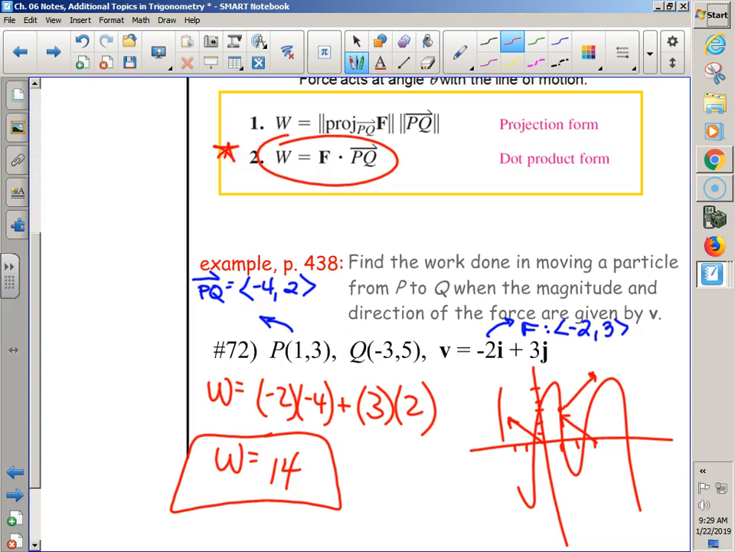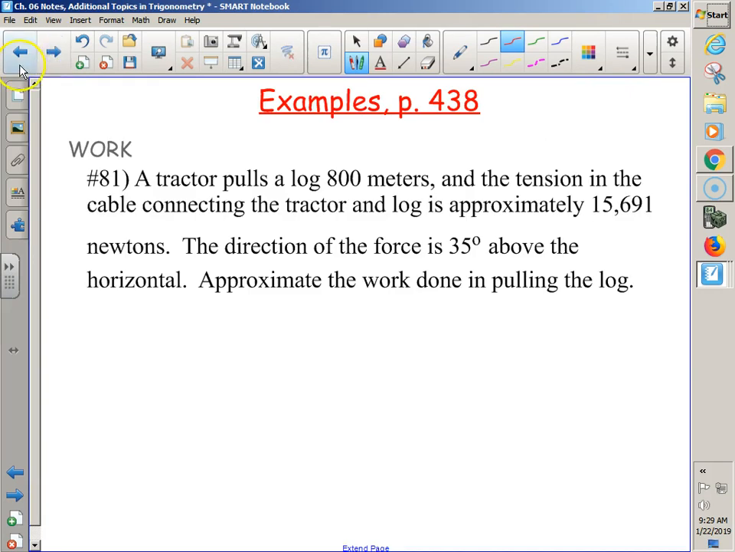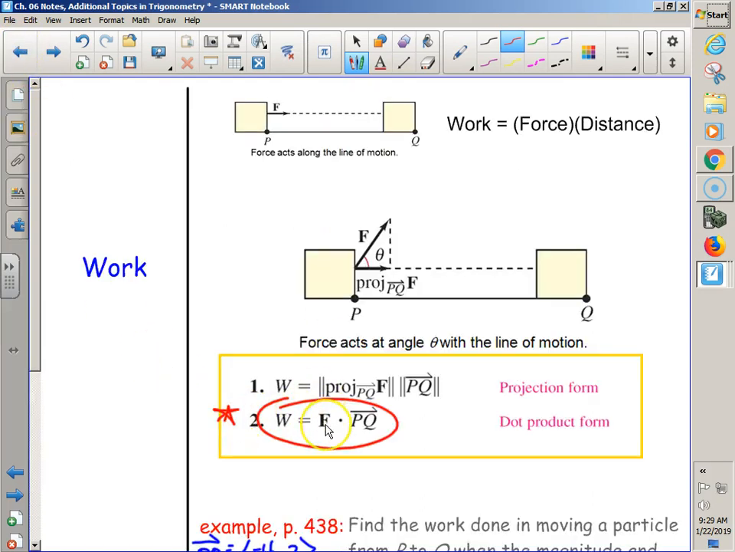Kiddos, we didn't get into the next section. Work done. Remember, the goal is to get a force vector and a distance vector.